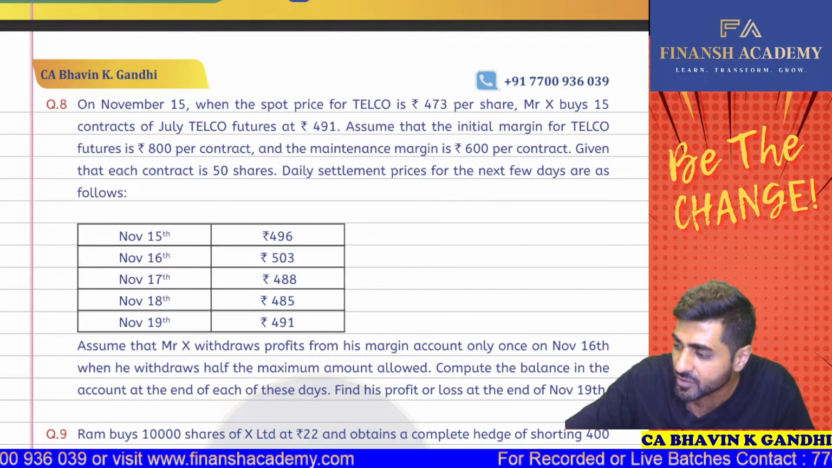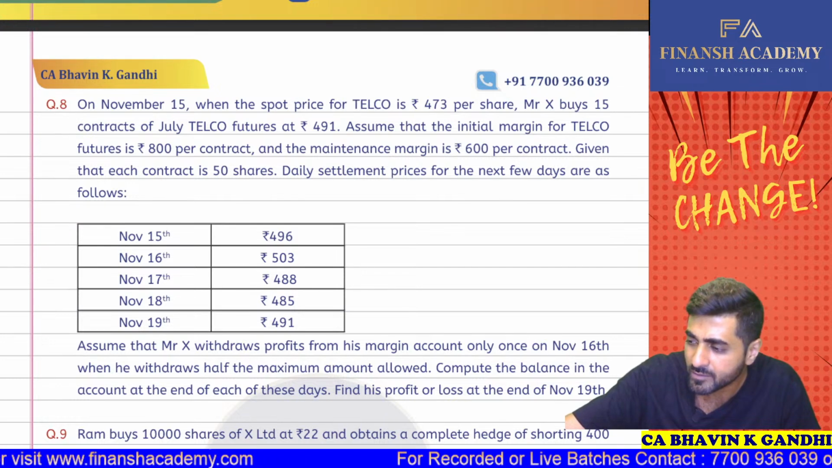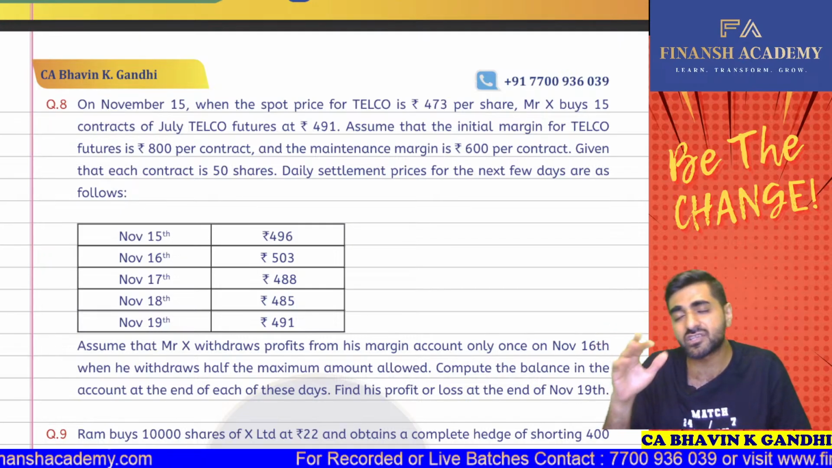Then the answer is absolutely no. So we will not be paying 5 lakh rupees entirely to the broker. Here we have to pay some type of margin to the broker. Now, what are these margins?